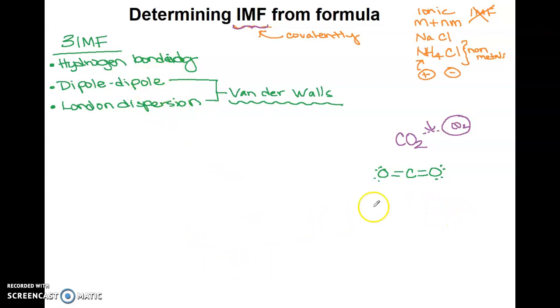So let's go through and decide what are the intermolecular forces between carbon dioxide molecules. If we have a balloon filled with carbon dioxide, which is pretty easy, put a balloon over a bottle and put some vinegar and baking soda in it and it will generate carbon dioxide. How are those molecules in there attracted to each other? Right away we can exclude hydrogen bonding because there's no hydrogen, right? So we know we're not hydrogen bonding.